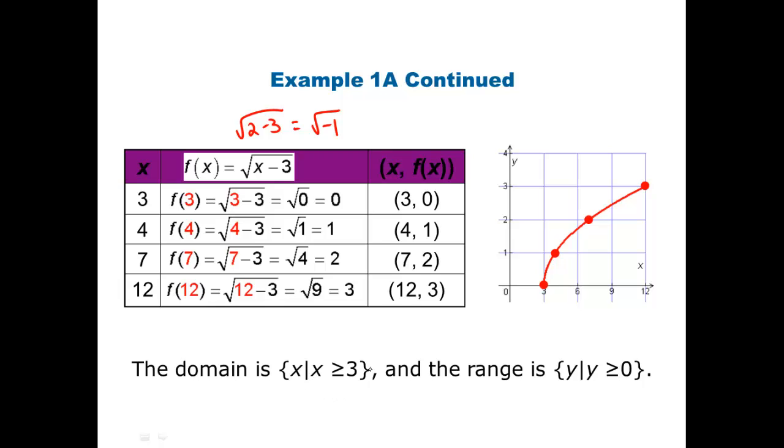Okay, remember, you don't have to write this part. You can leave your domain like this. The range, if we look at our graph, has to be y greater than or equal to 0. Okay, there's no negative y values because our square root will never produce a negative number.